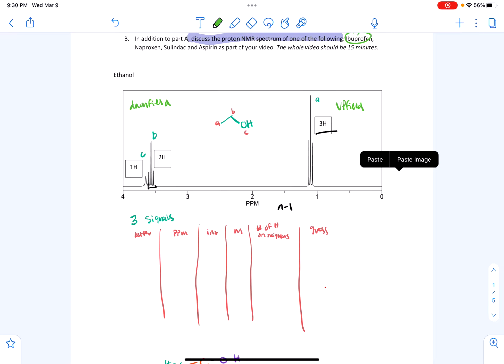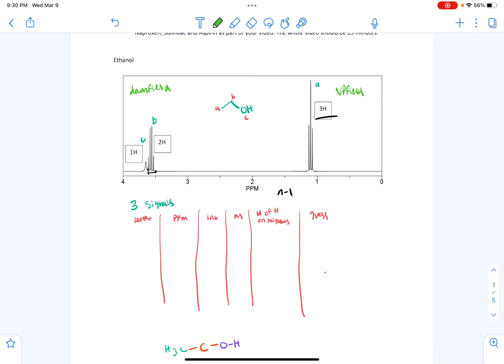I like to label my signals so I can put them in a table as shown below. I have the letter that I'm labeling the signal. For this one, I'm going to put A, B, and C. And that's how I'm going to go about this analysis.